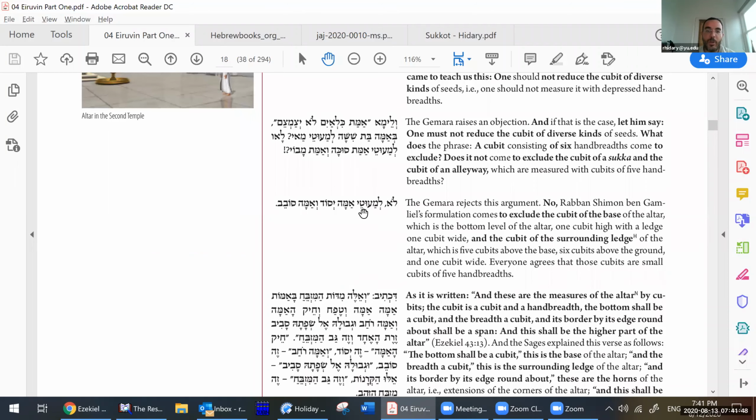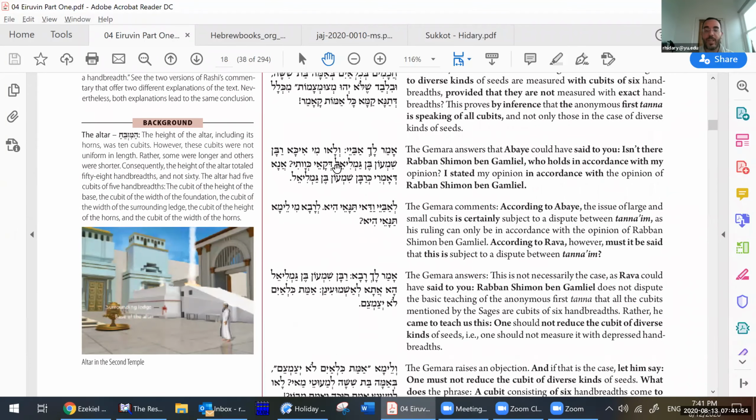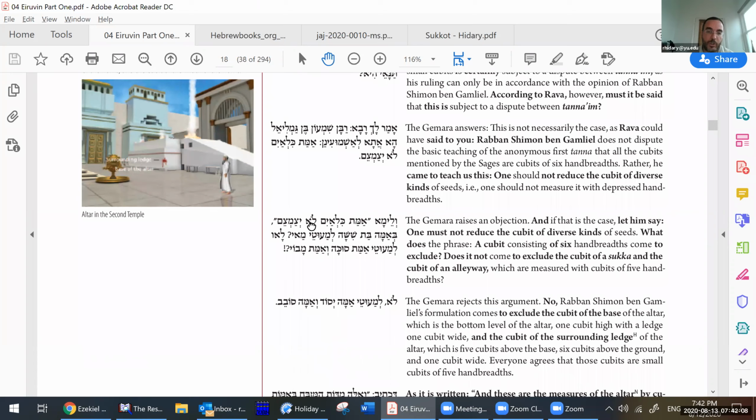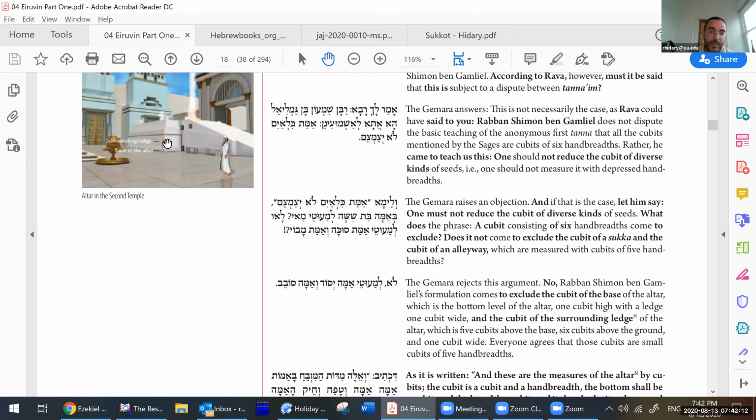So we say, Lo, leme'ut amma yesod ve'amma sober. No, Rabban Shimon ben Gamliel actually agrees that for all the halachot, kilayim, sukkah, mavoy, we use 6 tefach amma. We use the bigger amma. And when he said the word kilayim here, and this one is 6, he meant to exclude the Mizbeach, the altar measurements in the Beit HaMikdash.